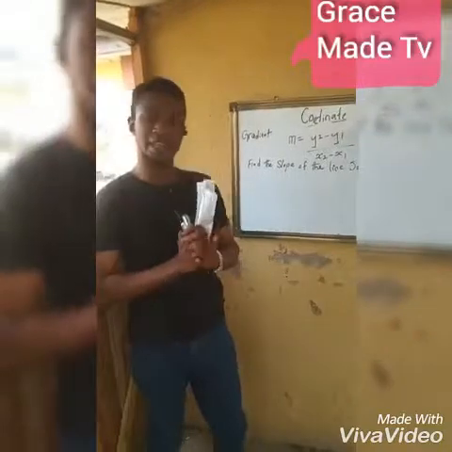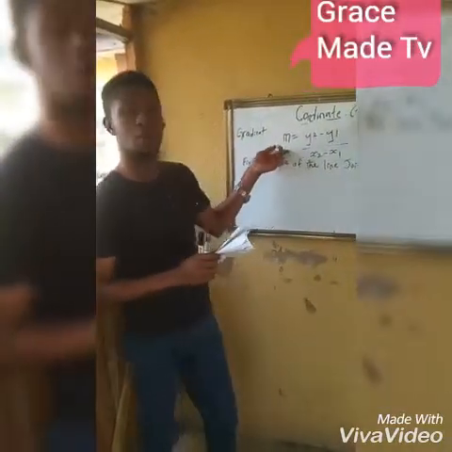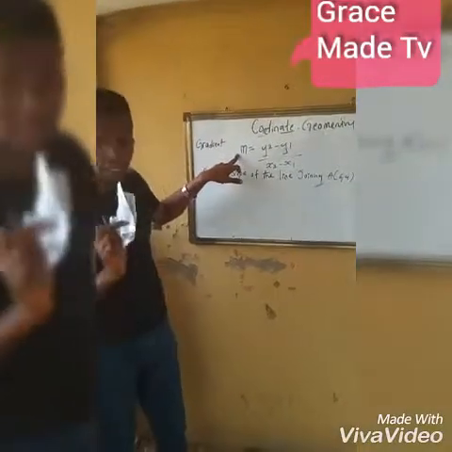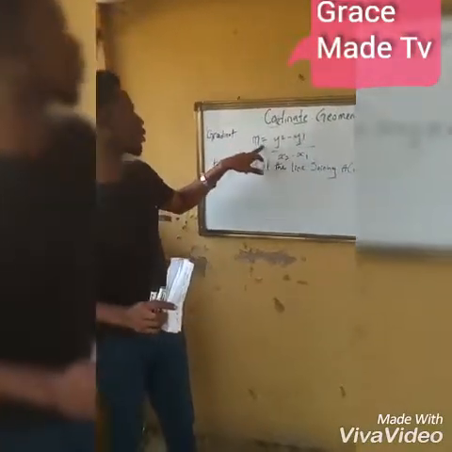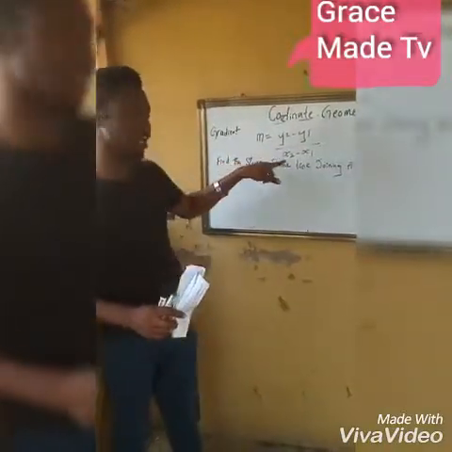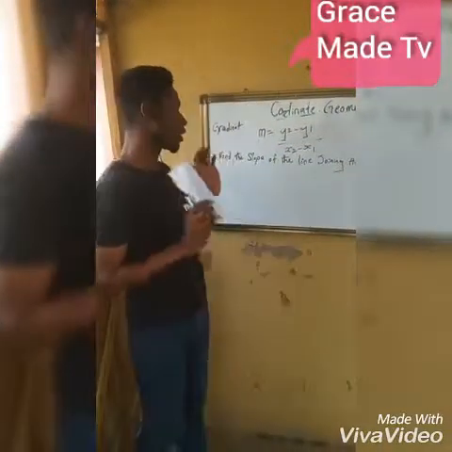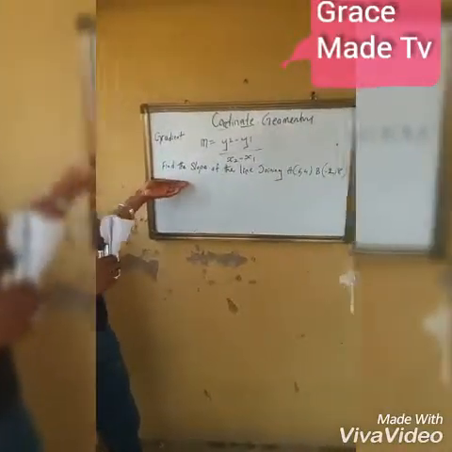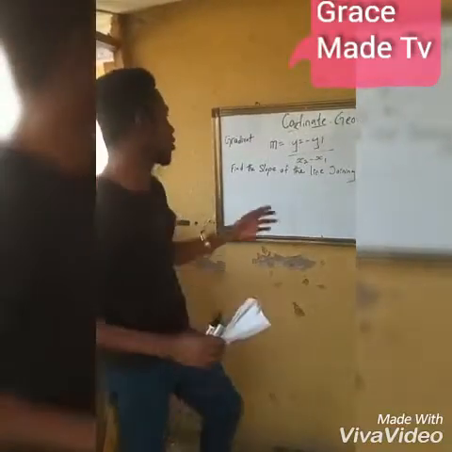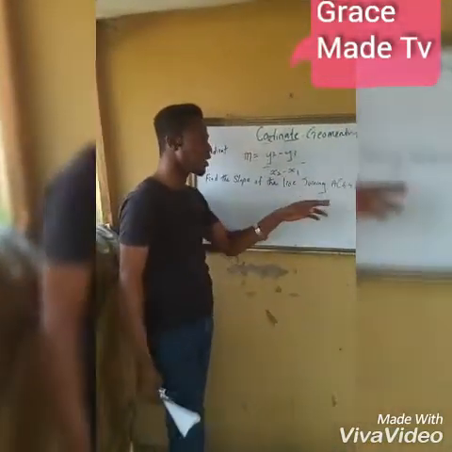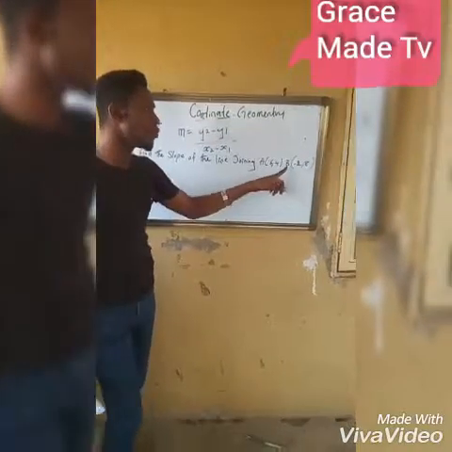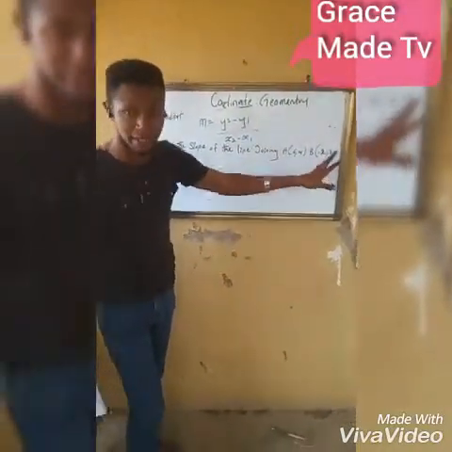Alright. When you are asked to find the gradient, this is the formula you can use to solve it: m equals y2 minus y1 all over x2 minus x1. Now we have a question underneath which says find the slope. Remember, slope is the same thing as gradient. Find the slope of the line joining A (6, 4) and B (minus 2, 8).